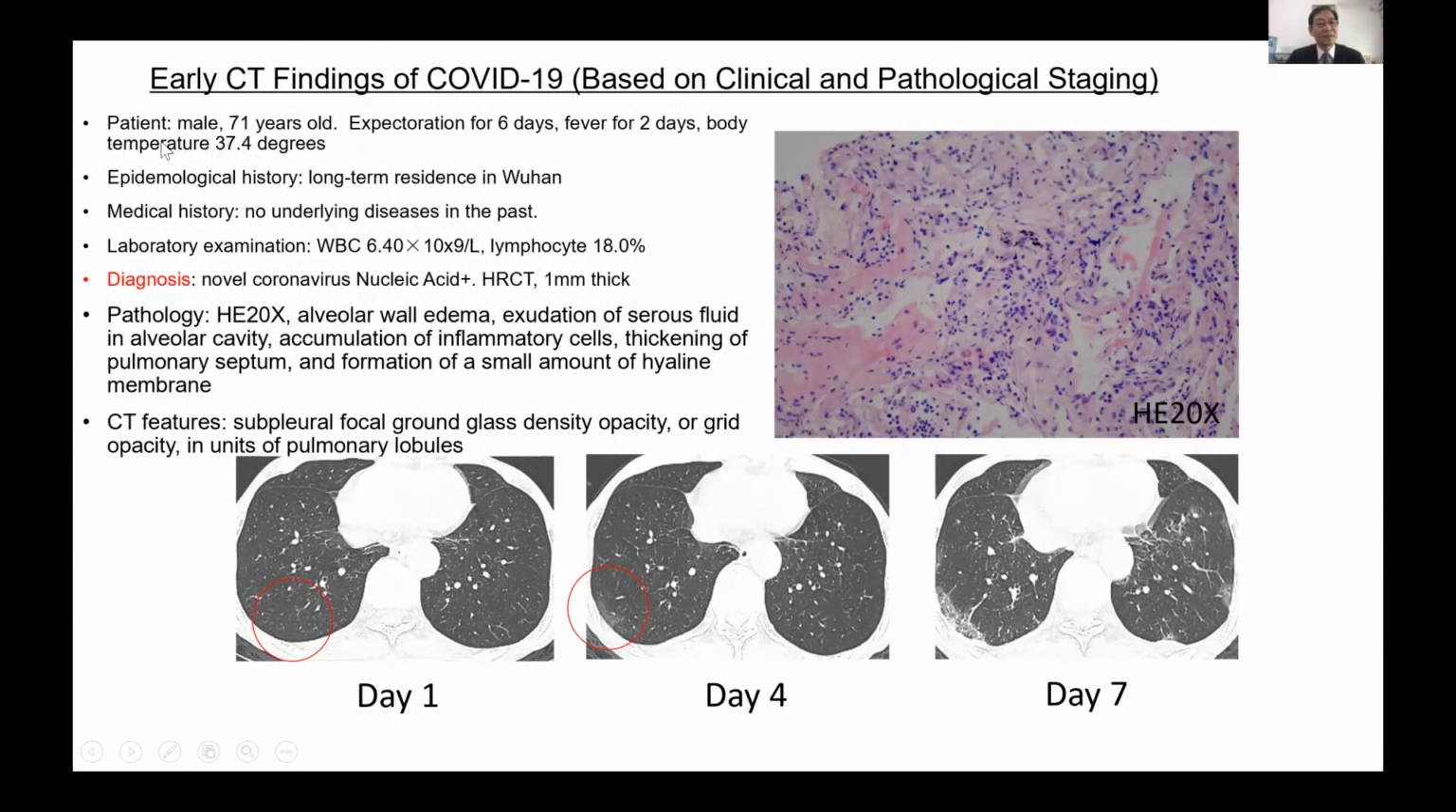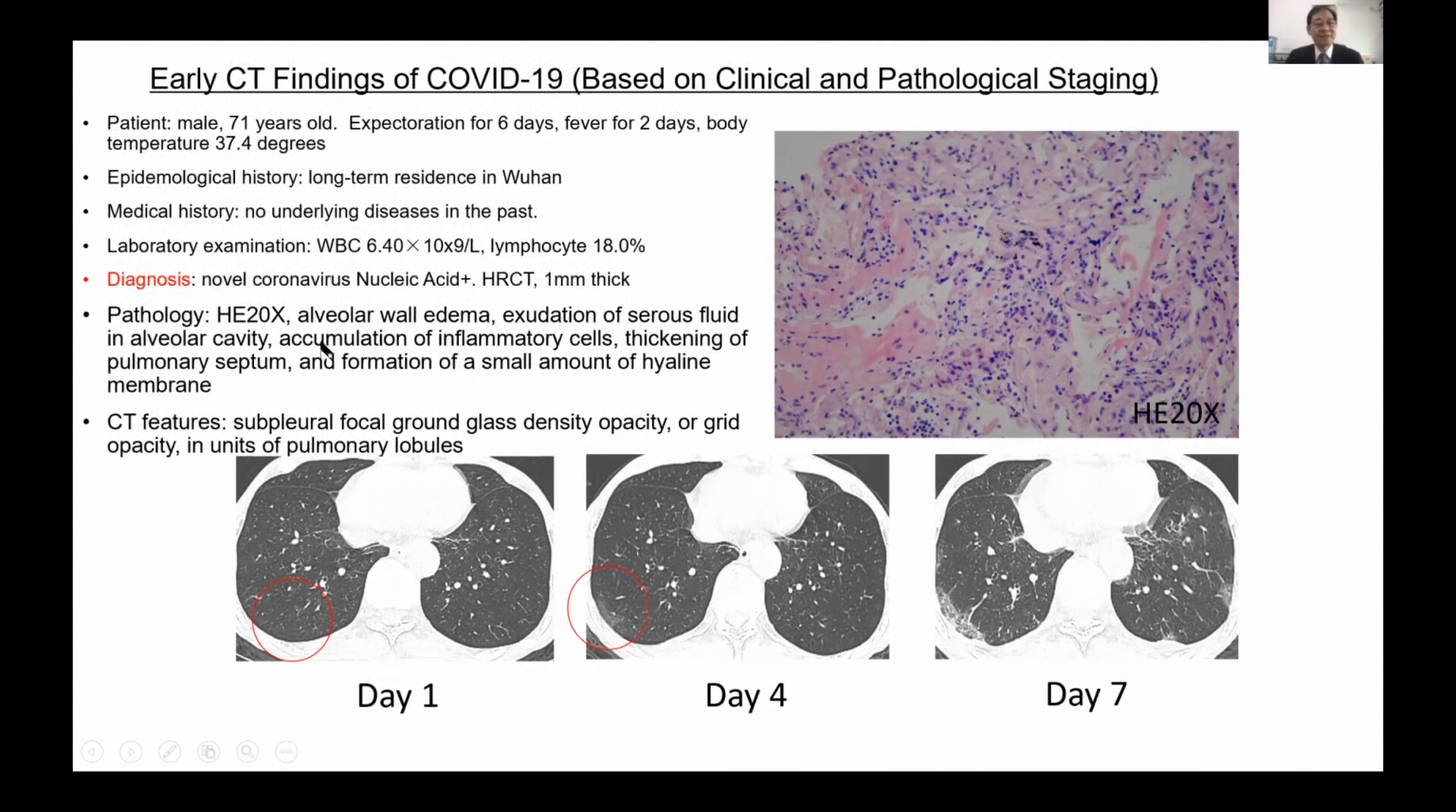This is an early CT finding of COVID-19. This patient is male, 31 years old. Diagnosis: novel coronavirus nucleic acid positive. CT feature: subpleural focal ground glass density opacity, or grade opacity, in units of primary lobules. Early stage.